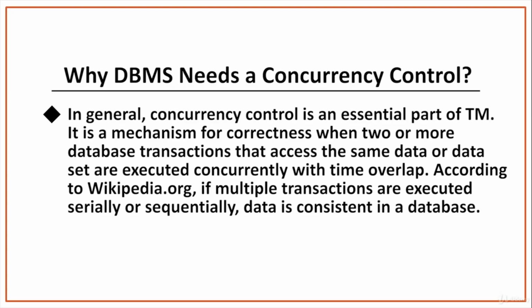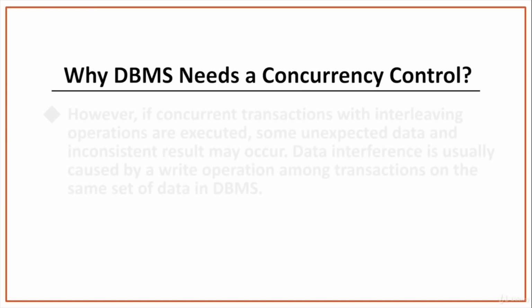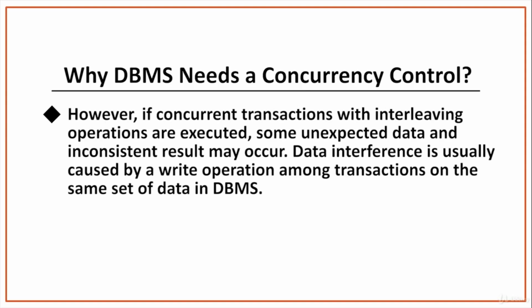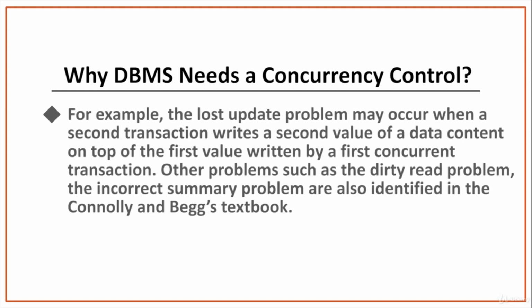According to wikipedia.org, if multiple transactions are executed serially or sequentially, data is consistent in a database. However, if concurrent transactions with interleaving operations are executed, some unexpected data and inconsistent results may occur. Data interference is usually caused by a write operation among transactions on the same set of data in a DBMS. For example, the lost update problem may occur when a second transaction writes a second value of a data content on top of the first value written by a first concurrent transaction.